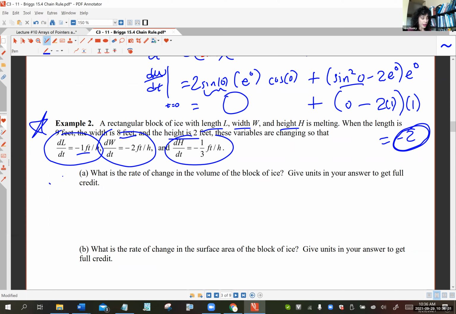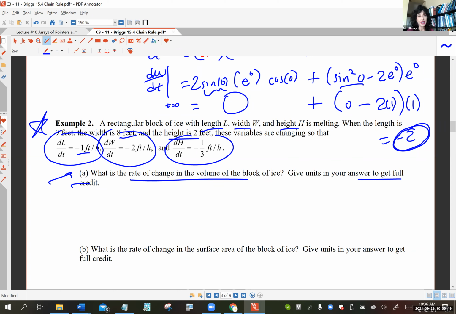So what do they want? Letter A, what is the rate of change in the volume of this melting, shrinking block of ice? Give units in your answer to get full credit. Where do we even begin? Don't worry. It's going to be pretty straightforward.